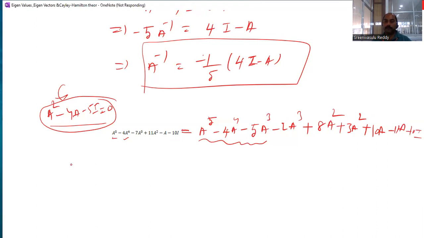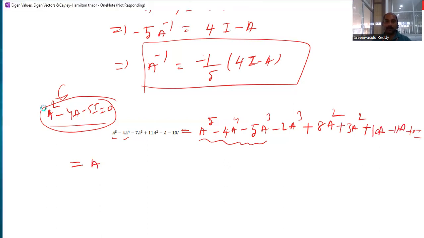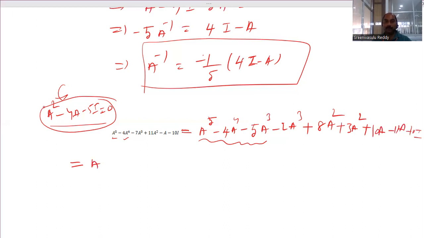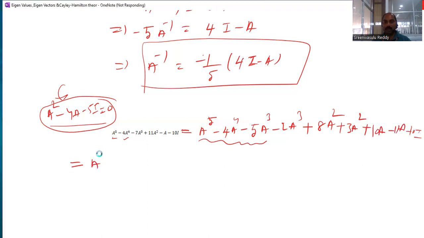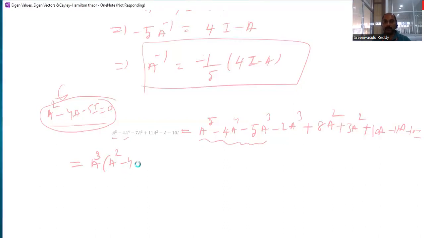So now, only by practice can you understand. Otherwise, if you have any confusion, just simply take A square, 4A minus 5I. A square is this one. What about A power 4? In this manner also you can evaluate by applying the distributive property and other things. My suggestion is that this is also one of the methods. So with A cube as common factor, we get A square minus 4A minus 5I.